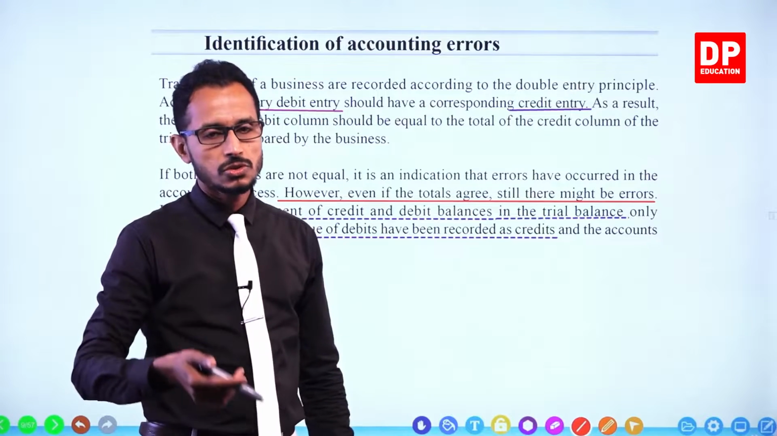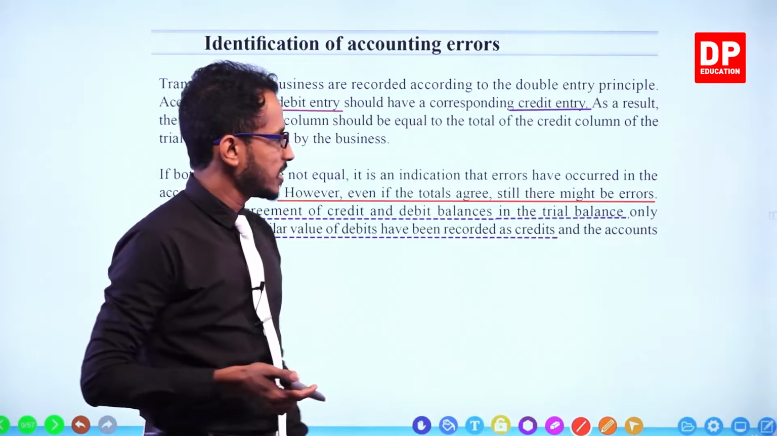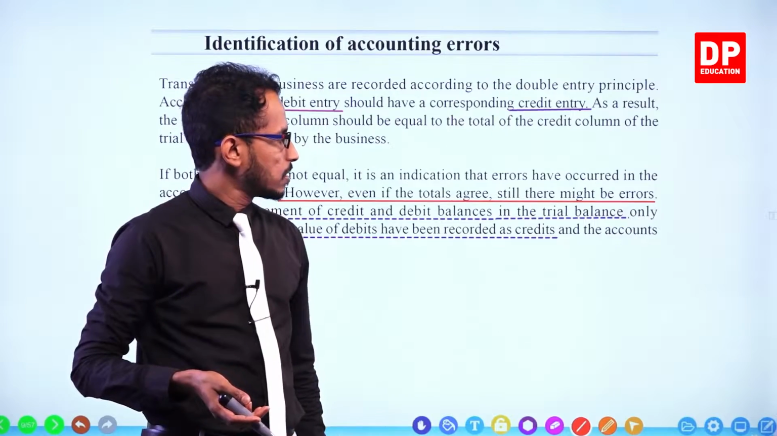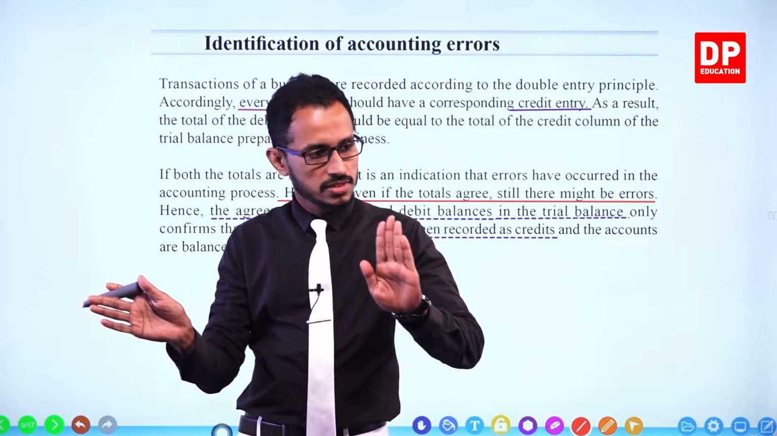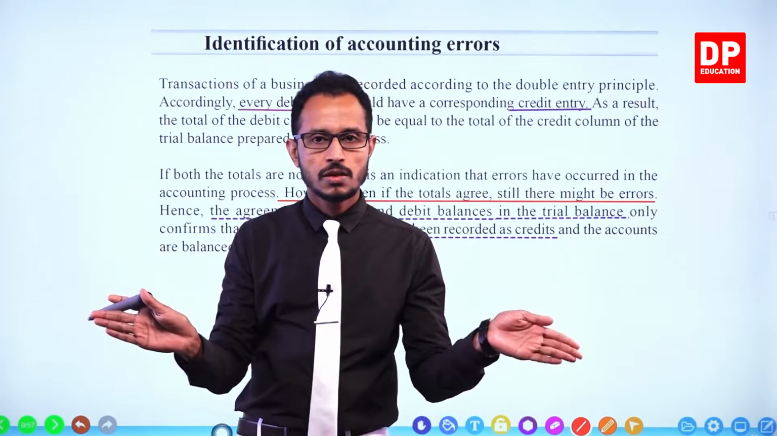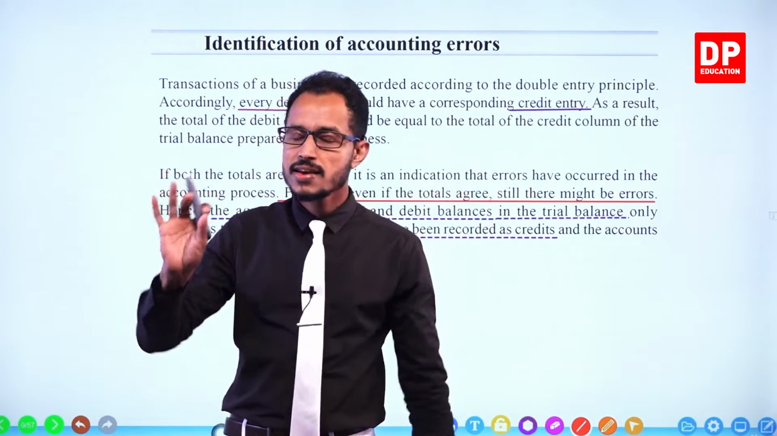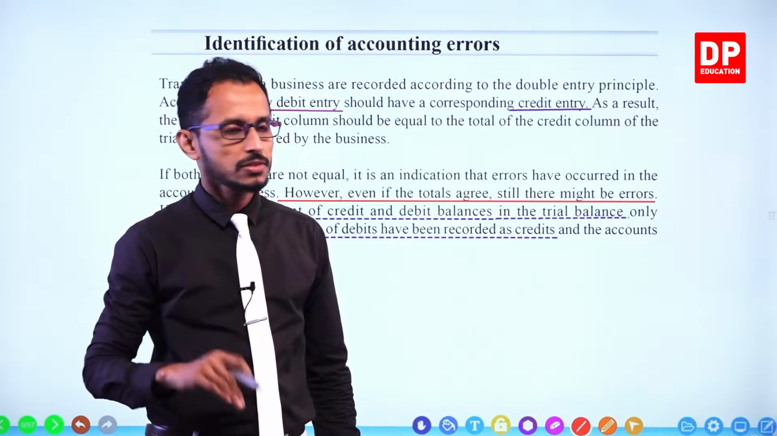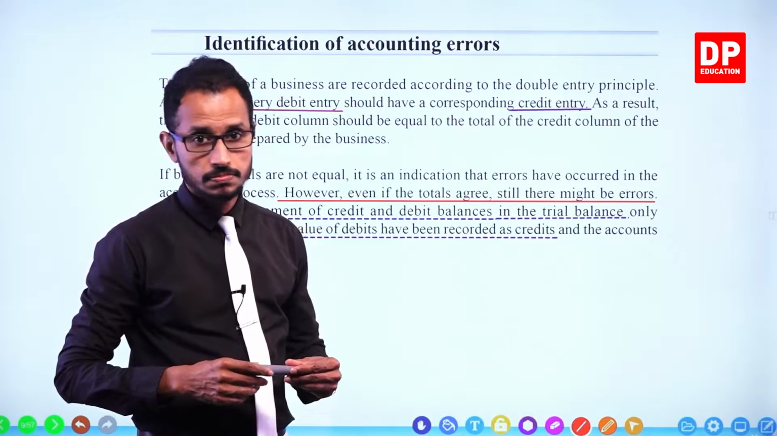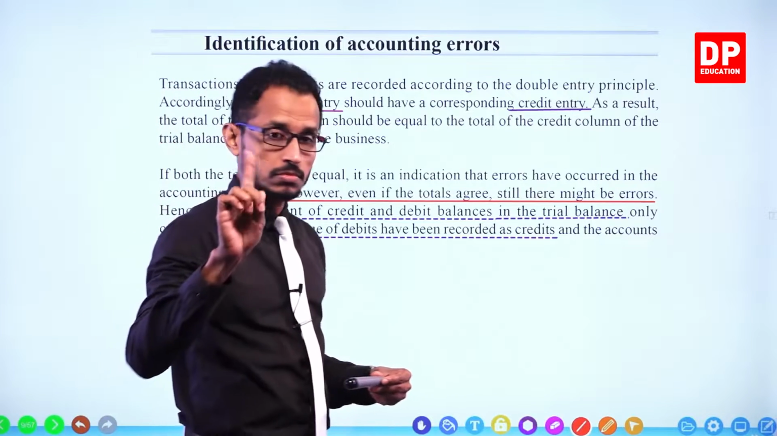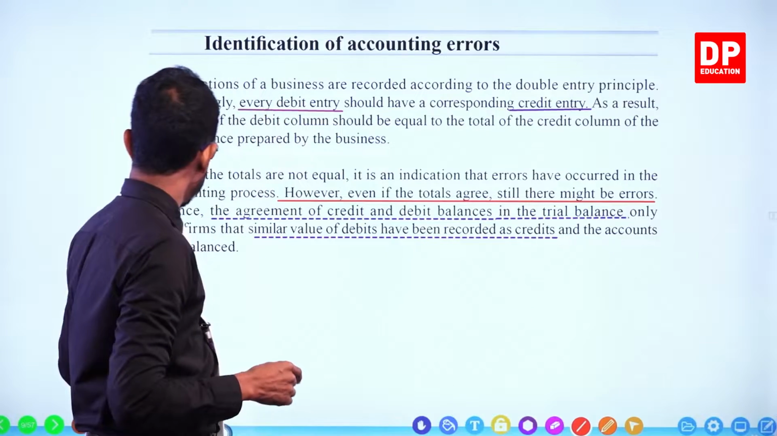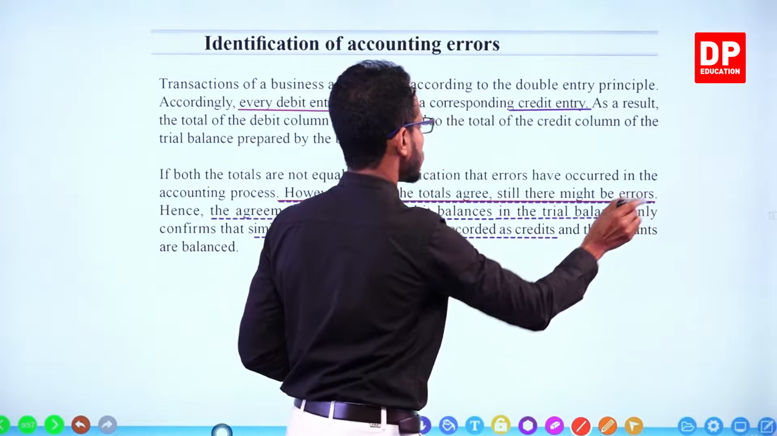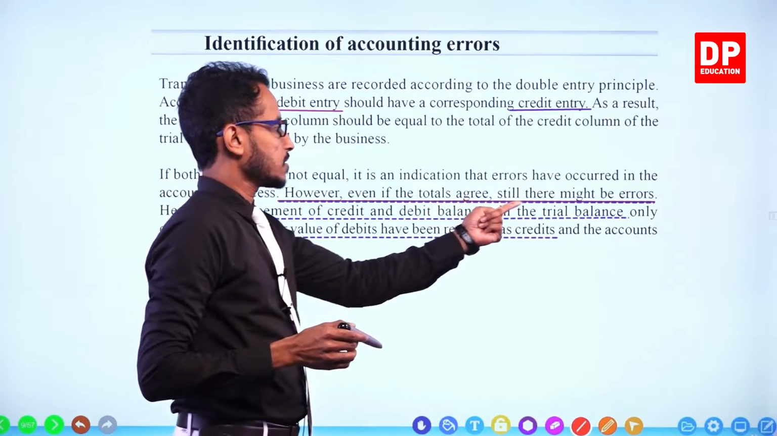If it balances, that confirms only the arithmetical accuracy, which means that all the debits are equal to credits. It doesn't mean that all your accounts and prime books and all the transactions are recorded 100% correctly. No. Remember, important point: even if the trial balance balances, still there might be errors.